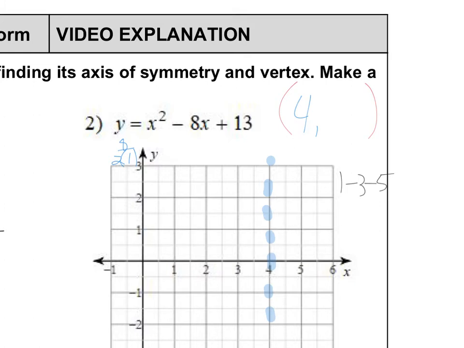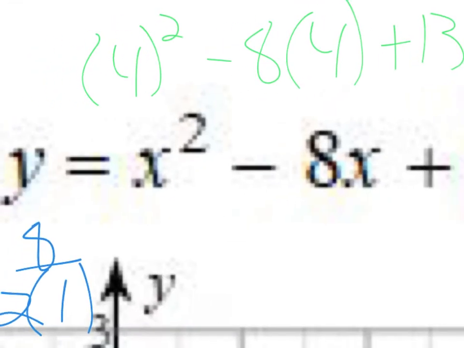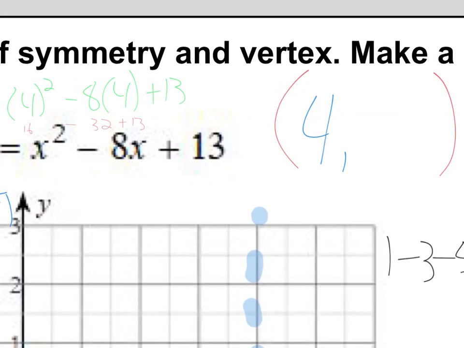Now to figure out the y value of the vertex, we need to take 4 and plug it back in for x. If I plugged in 4 for x, I'd get 4 squared minus 8 times 4 plus 13. Let's see, 4 squared is 16. Let me write this out because numbers might get big. 16 minus 8 times 4 is 32, plus 13. All right, so 16 minus 32 is negative 16, plus 13 gives me negative 3. So 4 comma negative 3.